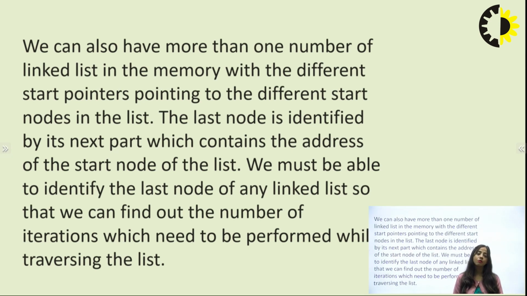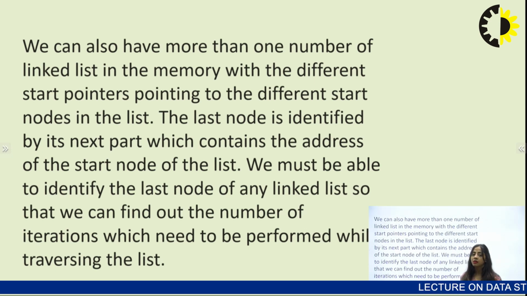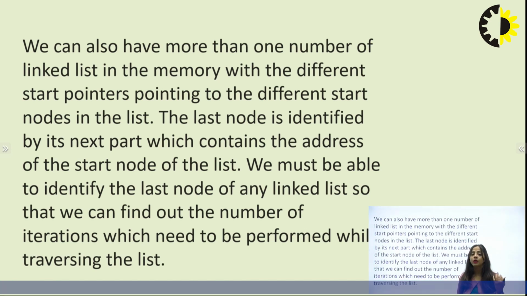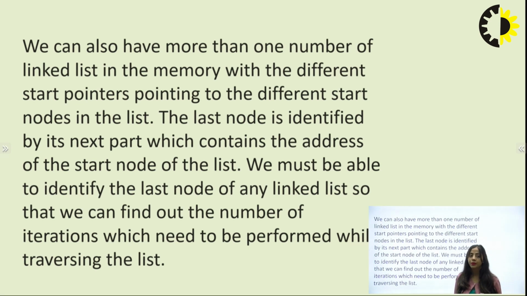We can also have more than one linked list in memory with different start pointers pointing to the different start nodes of the list. We can acquire more than one linked list in memory, whose different start pointers will point to different start nodes. The last node is identified by its next part, which contains the address of the start node of the list.